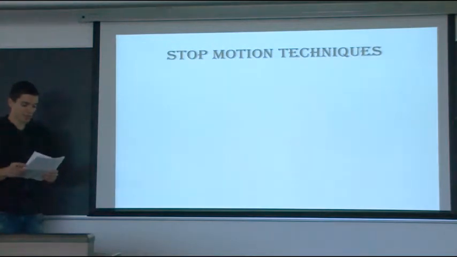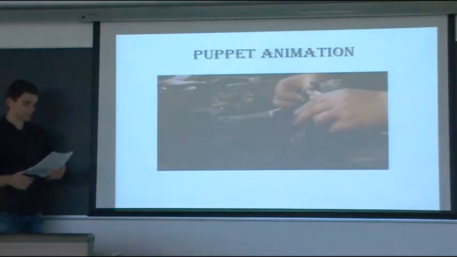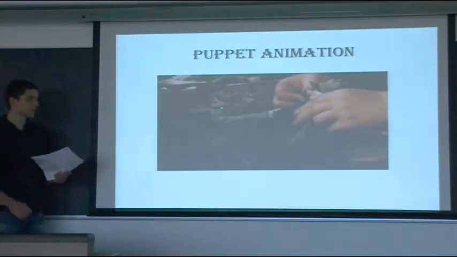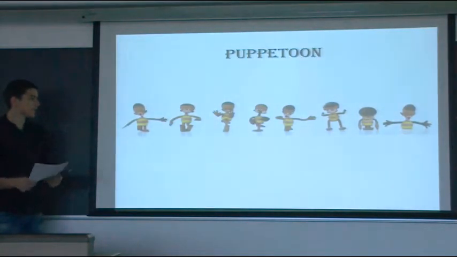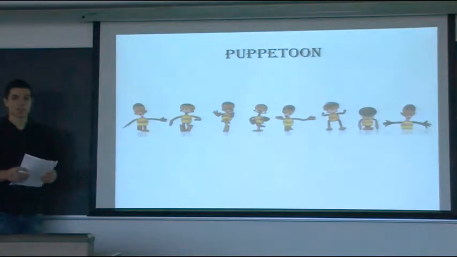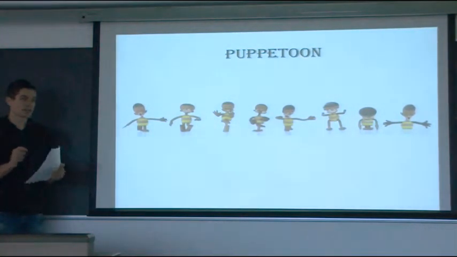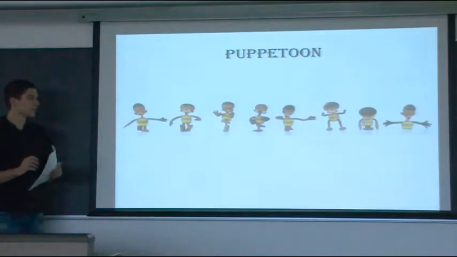Okay, in stop motion, depending on the style and the material used, we can find different types of stop motion animation. The first one is puppet animation, and as the name says, it is stop motion animation based on the use of puppets. The next one is the puppetoon. It's a variation of puppet animation, but the difference is that the puppets don't have a skeleton or armature joints that help with the movement of every character.